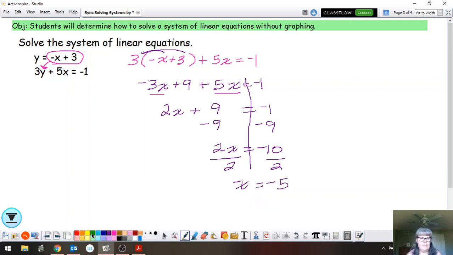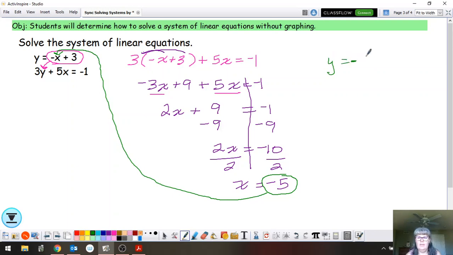Now I still have to find y, and it doesn't matter which equation I substitute it into. However, if I substitute it for x in the first equation, I'll get y, because all I'll have to do is simplify the right-hand side of the equation. So I have y equals a negative, and then I'm going to put parentheses for the x. And then inside those parentheses is negative 5, because x is negative 5, plus 3.